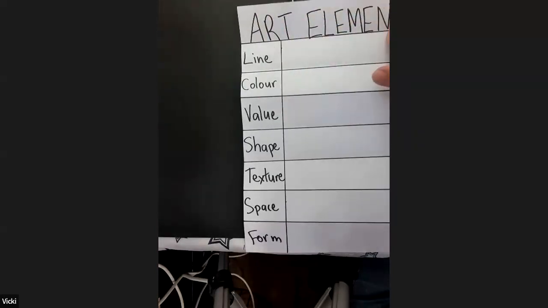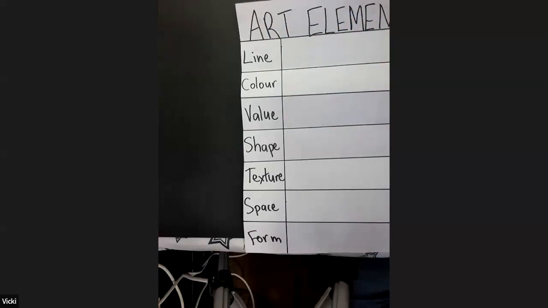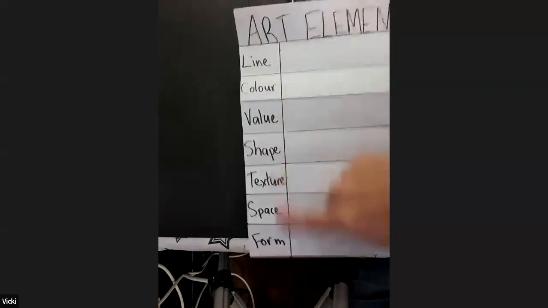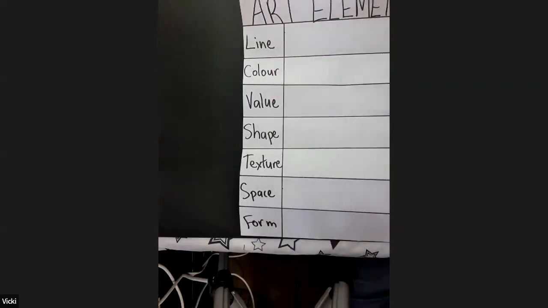Art Elements. Now what are art elements? Art elements make up a picture. Okay, we find all of these, we call them elements, in any drawing or any picture, any painting, any image. That's what we see. We see a number of them or we see one or two of them.